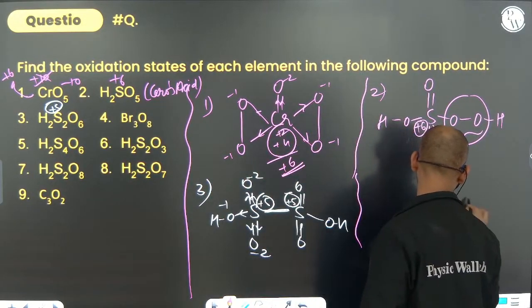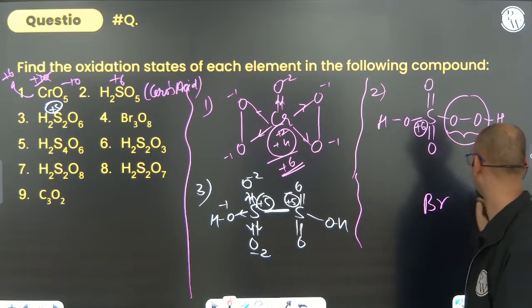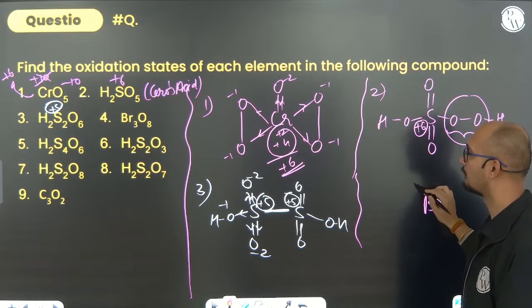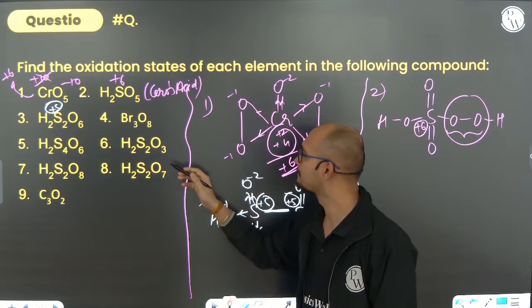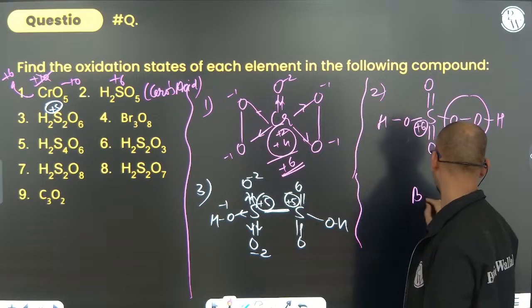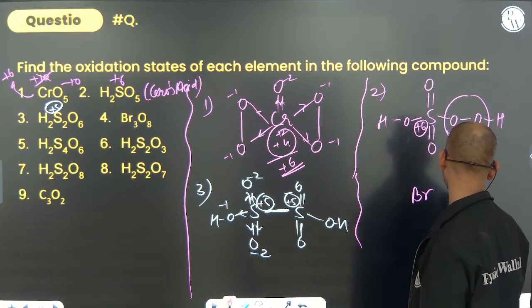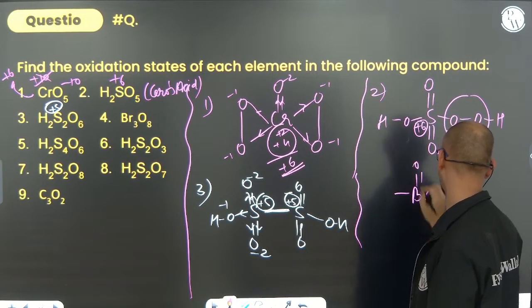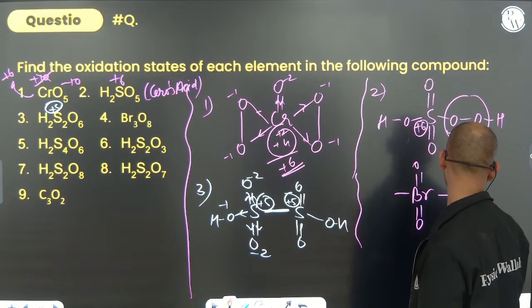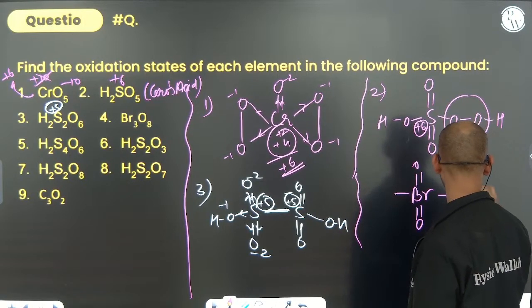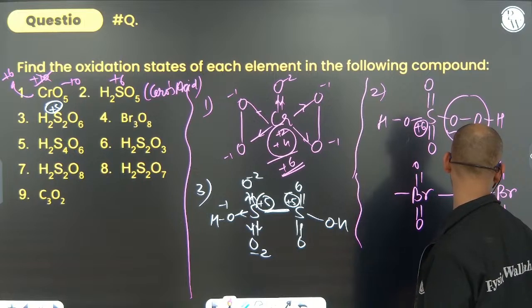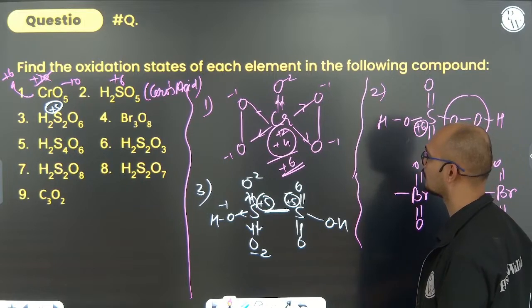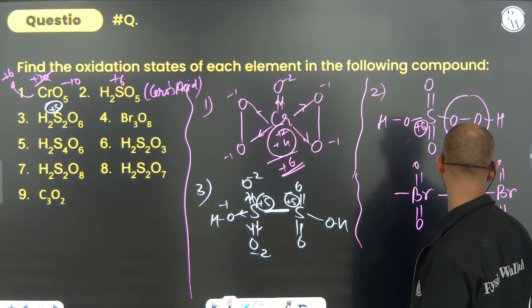Bromine and bromine and oxygen. How many of the oxygens are there? 8 oxygens are there. Okay, Br double bond O, double bond O, double bond O, double bond O, Br double bond O, double bond O. How many of this is there? O, Br3O8. How many? 6 is completed.